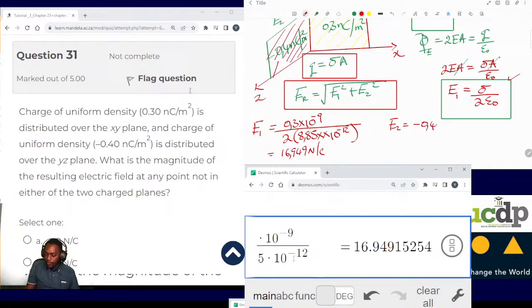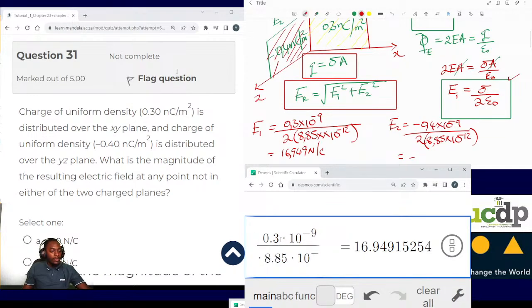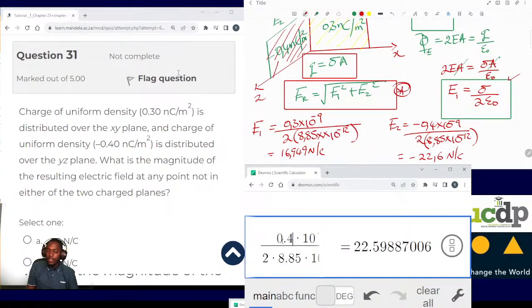Then for E2, it's going to be equals to negative 0.4 times 10 to the negative 9 all over 2 times 8.85 times 10 to the negative 12. So let's punch and see what we get. We just change this to 0.4. We get 22.6 Newton per Coulomb.